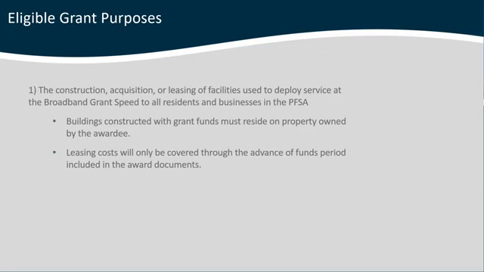In terms of eligible grant purposes, number one is the construction, acquisition, or leasing of facilities used to deploy service at the broadband grant speed to all residents and businesses in the PFSA. Buildings constructed with grant funds must reside on property owned by the awardee. Leasing costs will only be covered through the advance of fund periods included in the award documents.